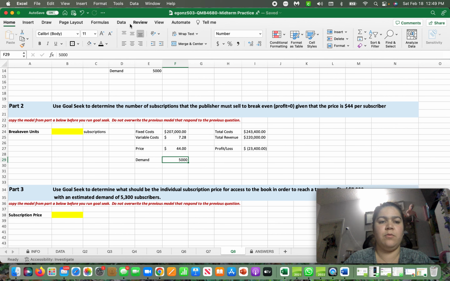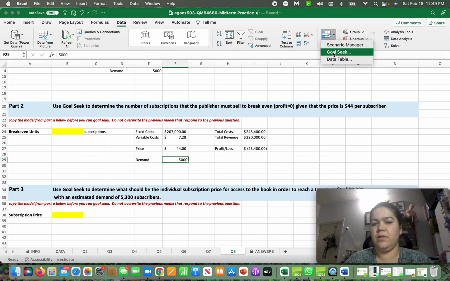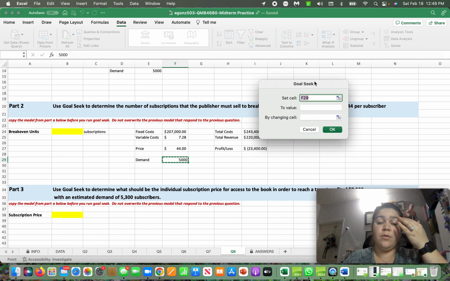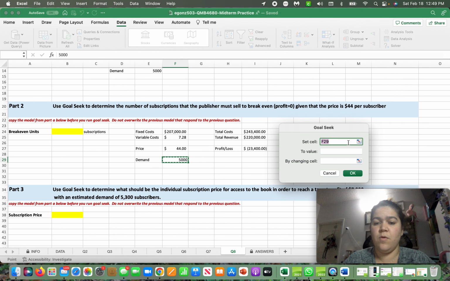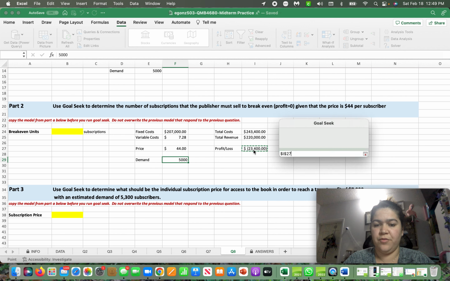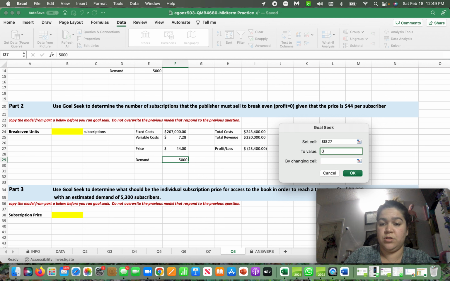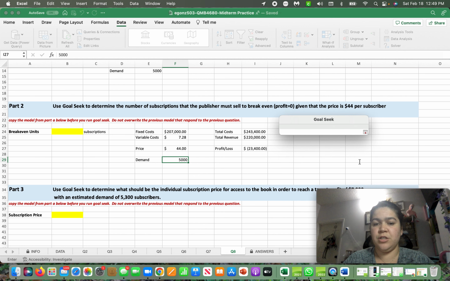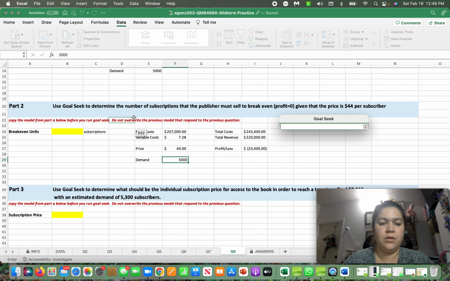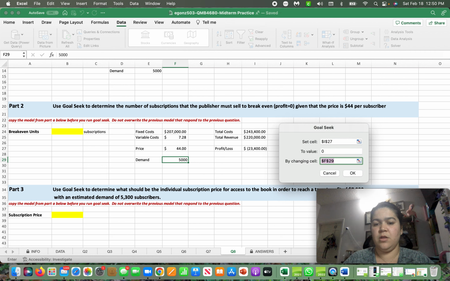So we're going to go to data, what-if analysis, goal seek. Now, what do they want us to do? They want us to set this cell, the profit or loss, to what? To 0. By changing, they want to know the number of subscriptions. So they want to change this cell, right? So they want to know how many subscriptions they have to have in order to cover all of their costs. So we're going to hit OK.